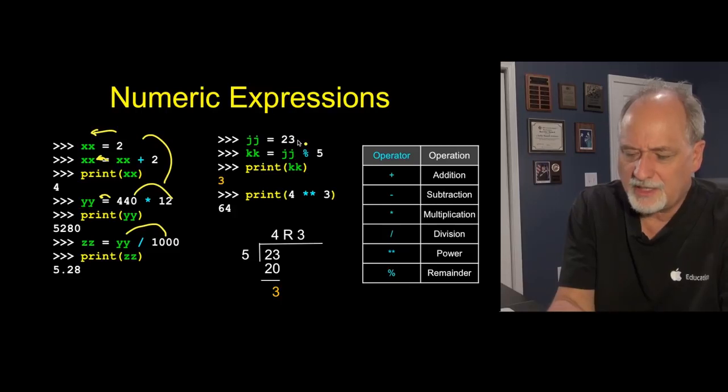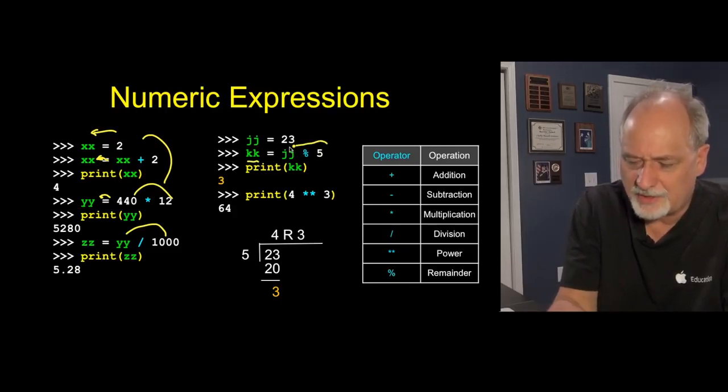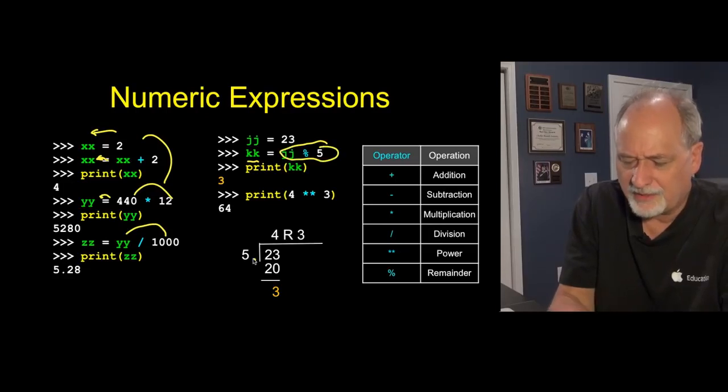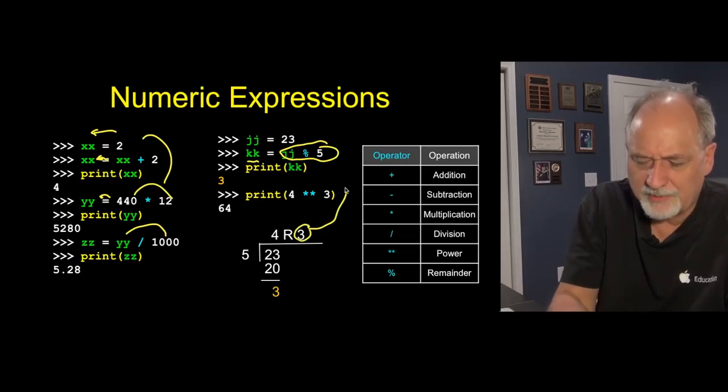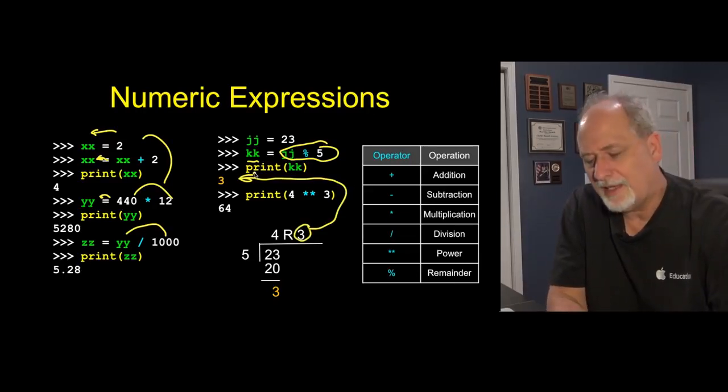So that says, take 23, divide it by 5, and give me back the remainder and put it in KK. So this is the expression that evaluates like this. Take 23, divide 5 into 23, 4, remainder 3. The 3 is what comes back up here. Okay, and so that is the remainder. It's also called the modulo operator.